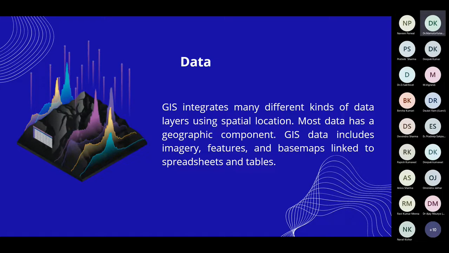GIS integrates many different kinds of data layers using spatial location. Most data has a geographical component. It includes images, features, or base maps linked to spreadsheets, that is Excel sheets, or it can be in the form of tables.